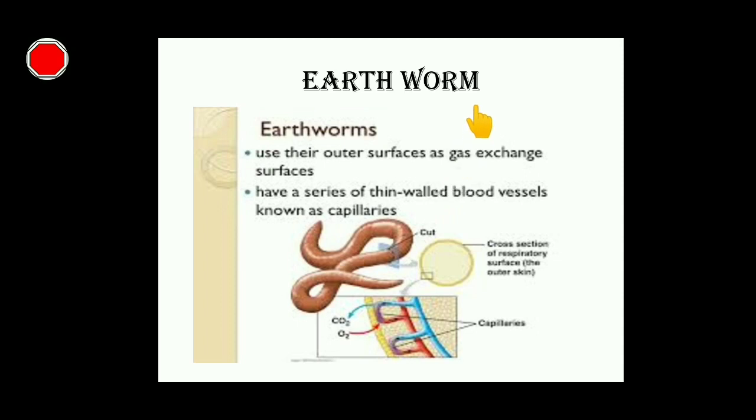Now earthworm. Earthworm, you might have seen, has a slimy wet body surface. So earthworm takes oxygen from its external skin, from the surface, and this skin remains highly supplied with blood vessels. So see how gaseous exchange takes place here. The breathing organ is wet skin.